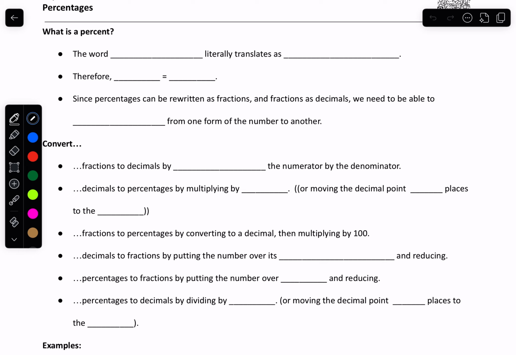So we're just going to dive right into it with what is a percent? The word percent translates literally to the phrase out of 100. So when we say one thing is a percent of another, we are saying that it is that number over 100. Therefore, 38% is equivalent to 38 over 100.